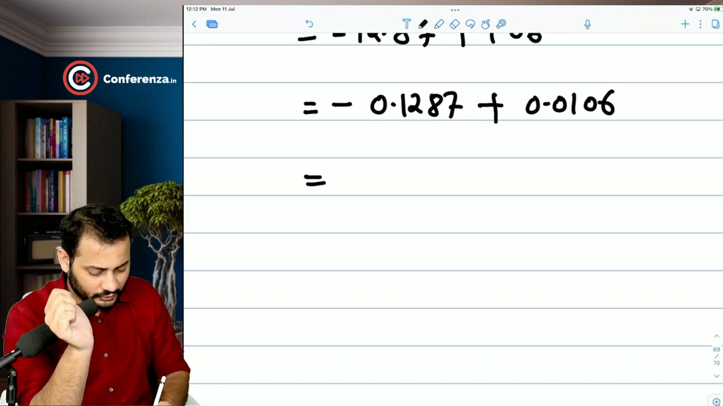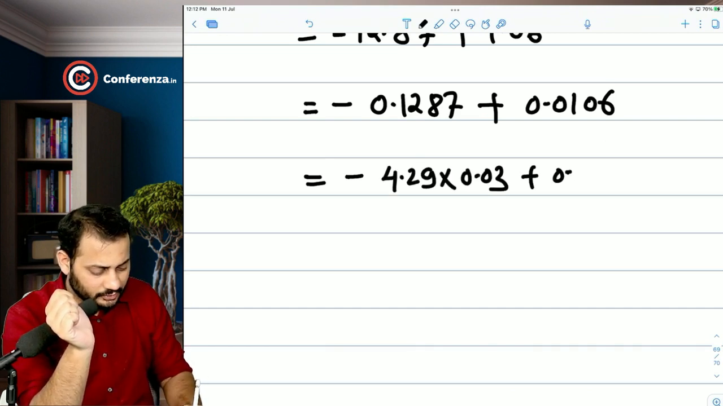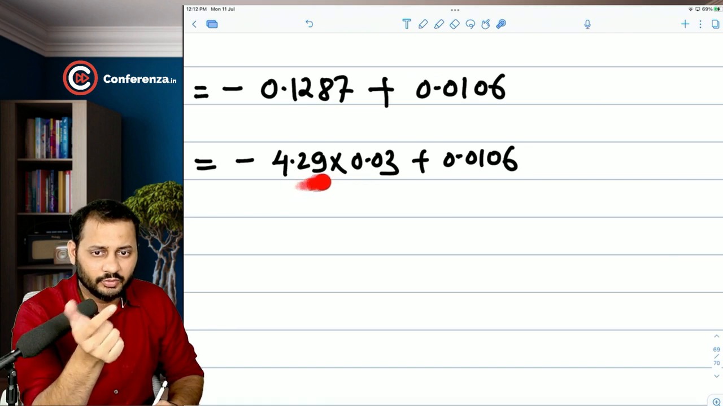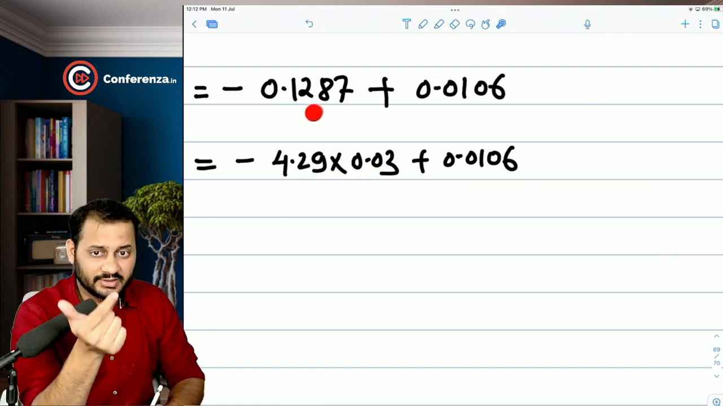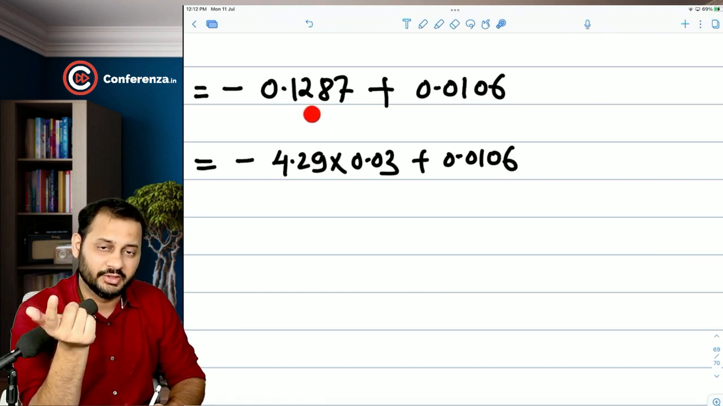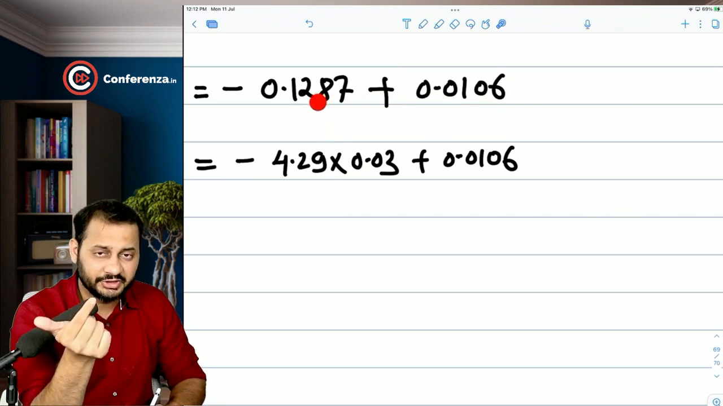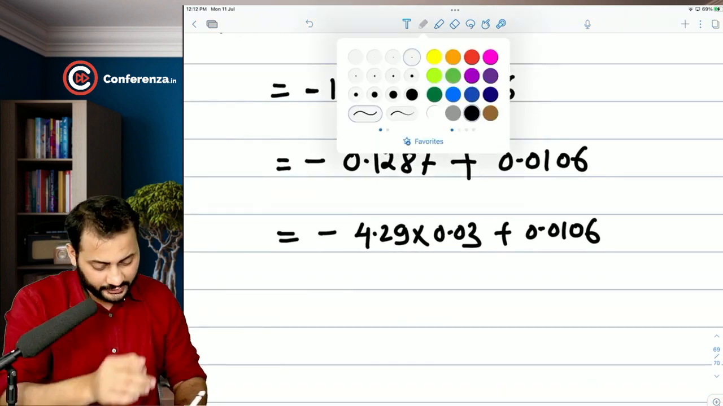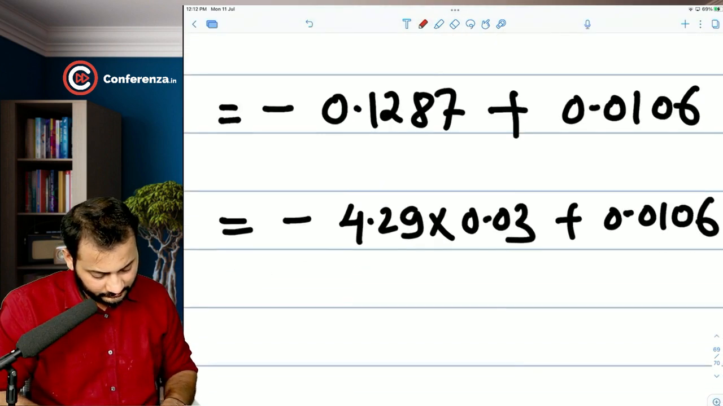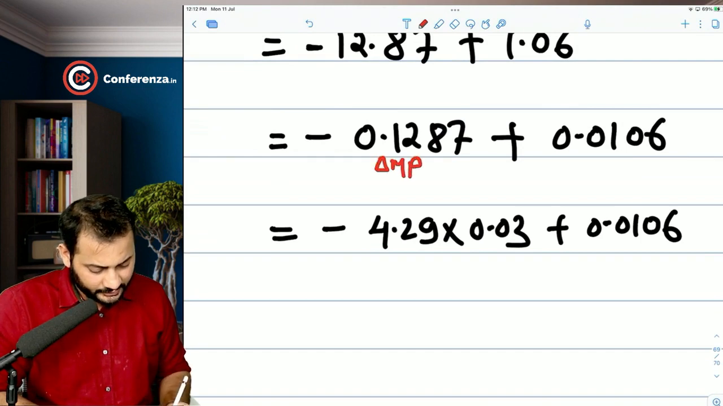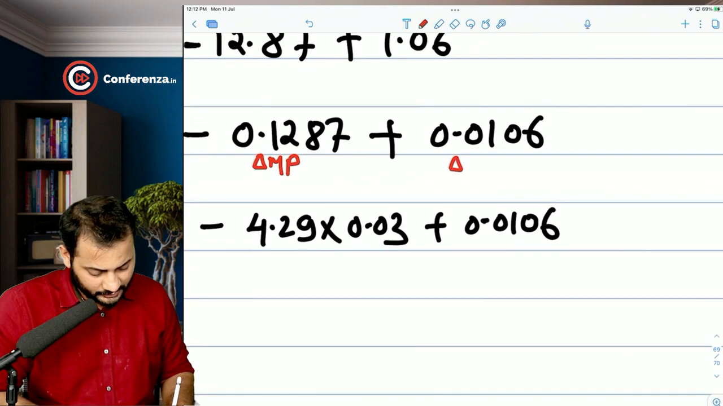So I can write it down like this also. Minus 4.29 into 0.03 plus 0.0106. The change in the YTM is this much. Modified duration was this much. So multiplied by 3 will be the change in market price. This is the change in market price according to modified duration. And this is nothing but the change of change in market price. So if I want to write it down, it will look like this. This is nothing but change in market price, and this is nothing but change in market price.